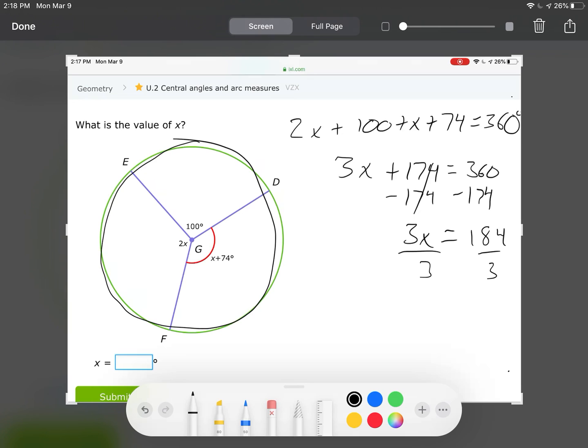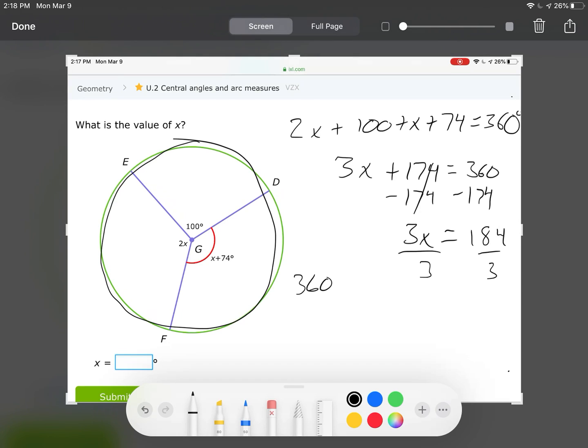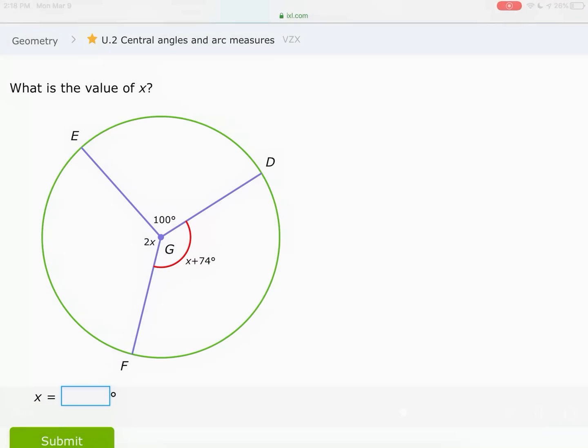That's not right. Let's do it again. So we got 360. Let's just use the calculator. 360 minus 174 is equal to 186. And then 186 divided by 3 is equal to 62. So x is equal to 62, and that's what they're looking for. So that's how you do one of these. Okay, next section.